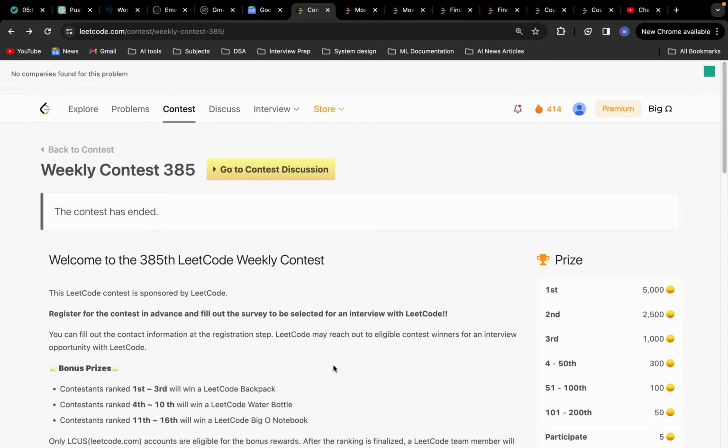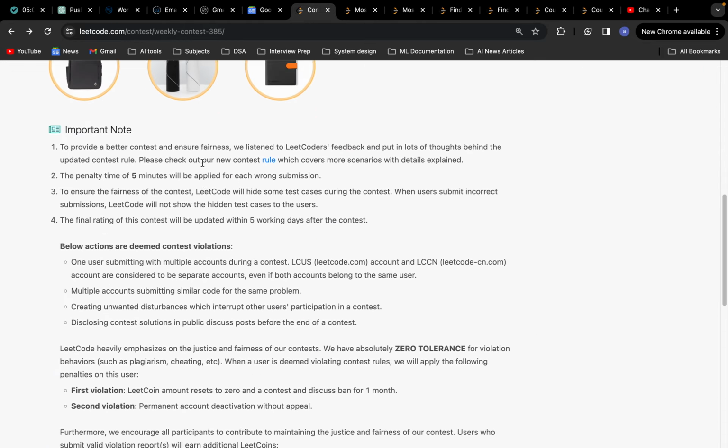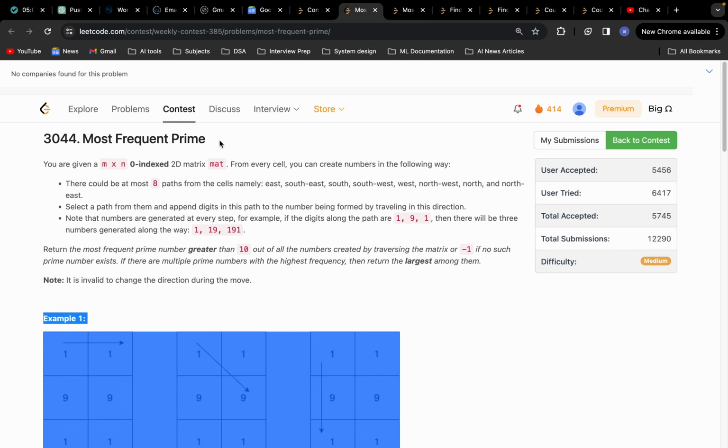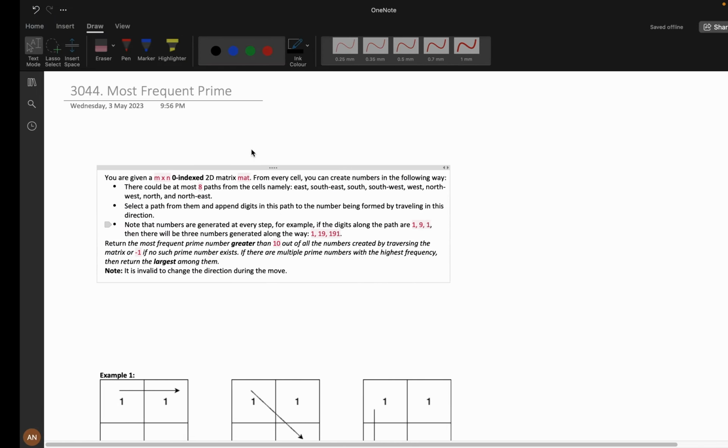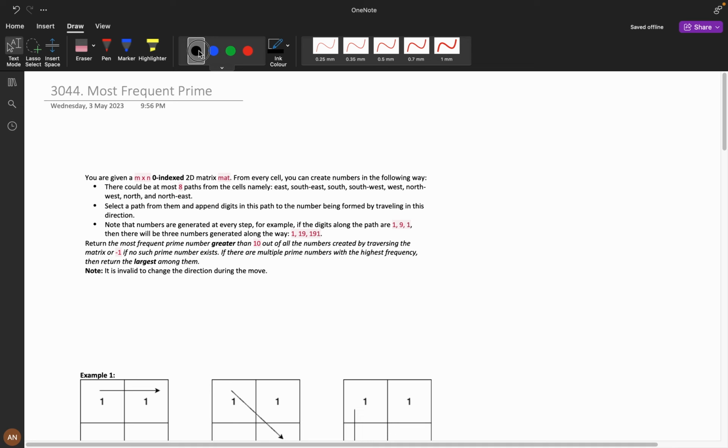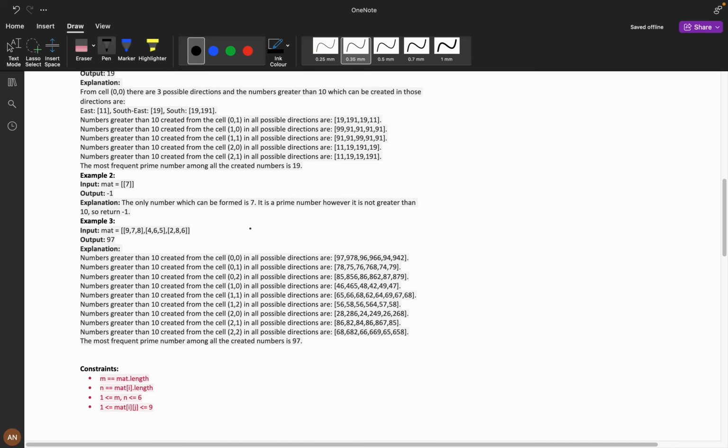Hello everyone, welcome back. Let's solve problem C from weekly contest 385, Most Frequent Prime. First let's understand the problem statement. But before that, let's see the constraints.